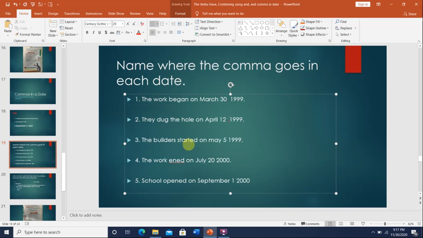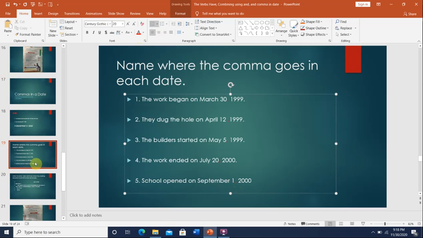Okay, again, the builder started on May. I wrote May with a lowercase, that's wrong. Okay, May 5th, 1999. I go between 5 and 9 and I put a comma. Okay, so the comma always goes between the day and the year. The work ended on July 20th, 2000. I go between 20 and 2000 and I put a comma. School opened on September 1st, 2000. Again, I go between the day and the year and I put a comma. That's it. This is today's lesson.